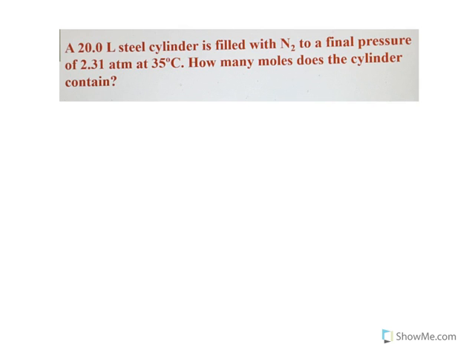All right, so here it is. A 20-liter steel cylinder, a metal cylinder basically tells us that the volume is not going to change, is filled with nitrogen to a final pressure of 2.31 atmosphere at 35 degrees Celsius. How many moles does the cylinder contain?